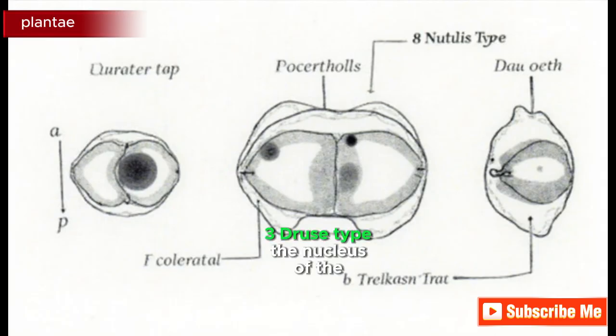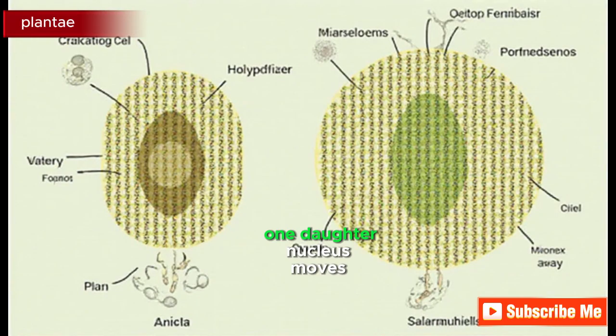3. Drusa type. The nucleus of the megaspore mother cell divides meiotically, producing 4 nuclei. 1 daughter nucleus moves towards the micropylar end, while the other 3 move towards the chalazal end. Each nucleus divides twice to form 4 nuclei at the micropylar end and 12 nuclei at the chalazal end. The 4 micropylar nuclei give rise to the egg apparatus and the upper polar nucleus, and the 12 chalazal nuclei give rise to 1 lower polar nucleus and 11 antipodal cells.